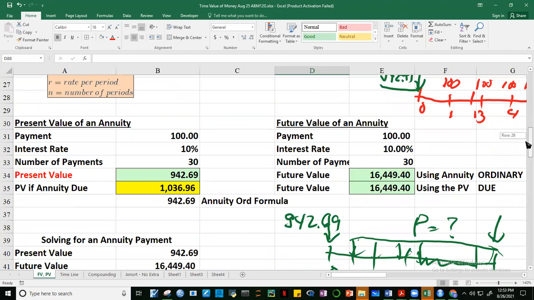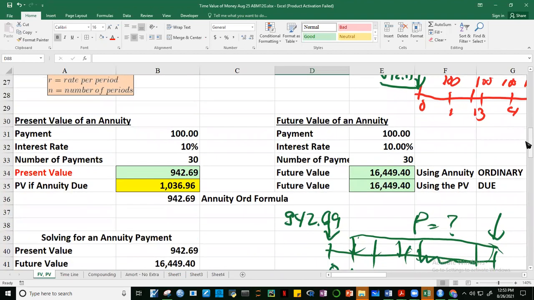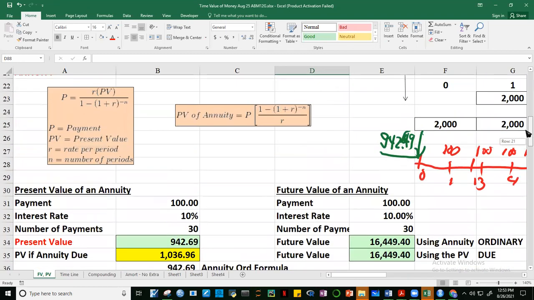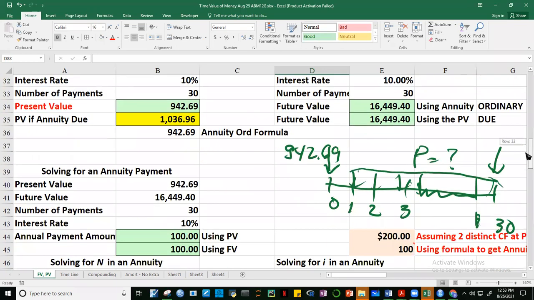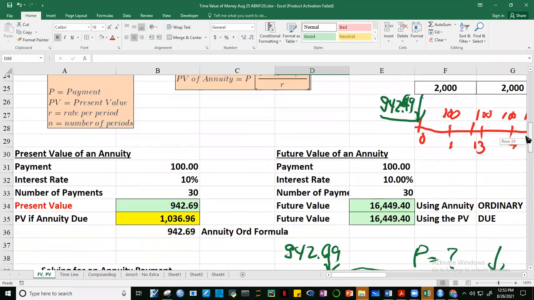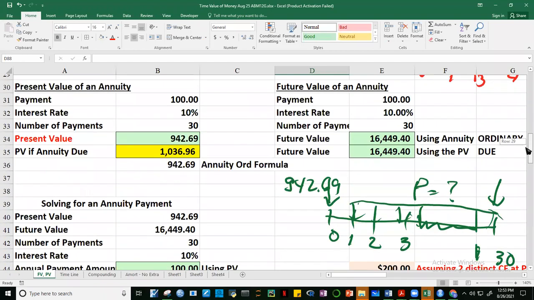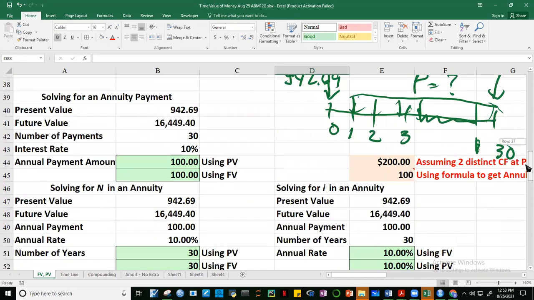So naglalaro lang naman dun sa limang yun, ano? Yung FV, PV, PMT, rate, and per. Okay, so we learned the equivalency. We learned also how to compute for the present value of an annuity, the future value, or given the present value, ano yung equivalent na annuity niya, or future value, ano yung equivalent na annuity niya.